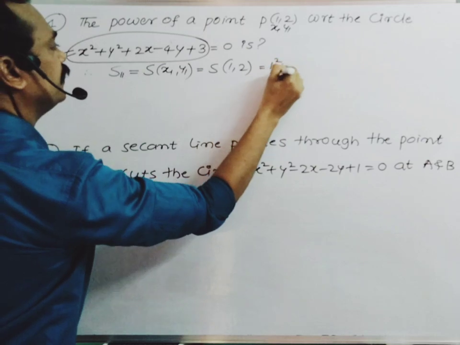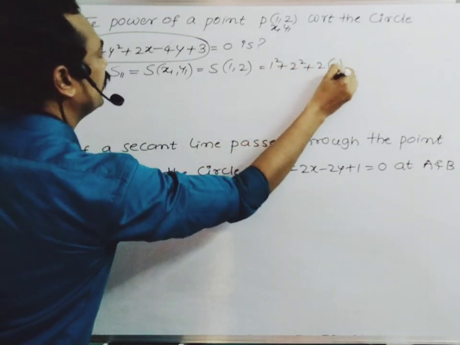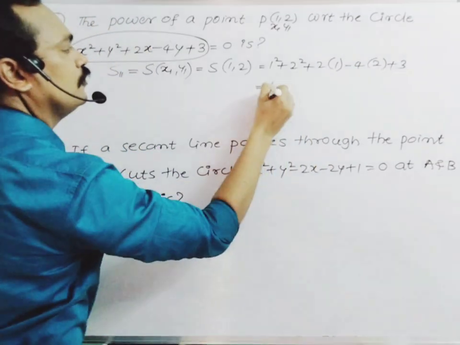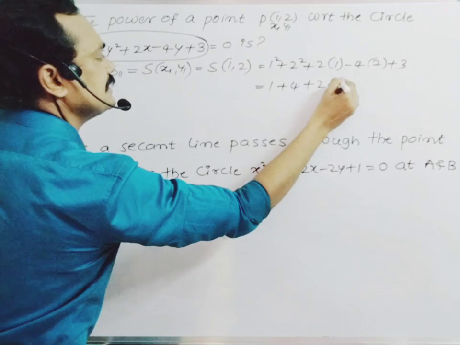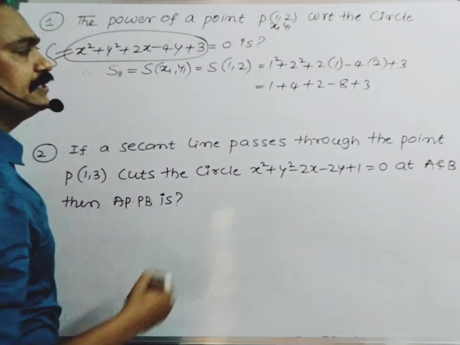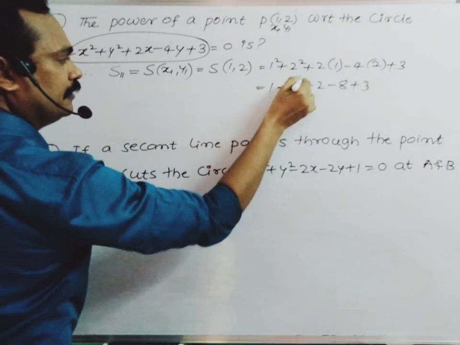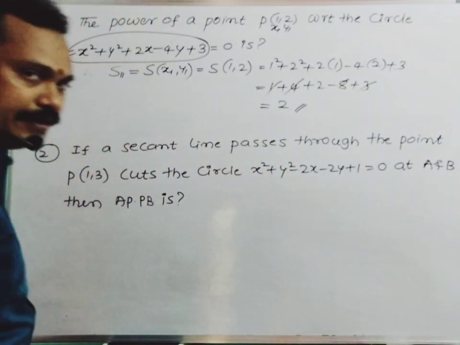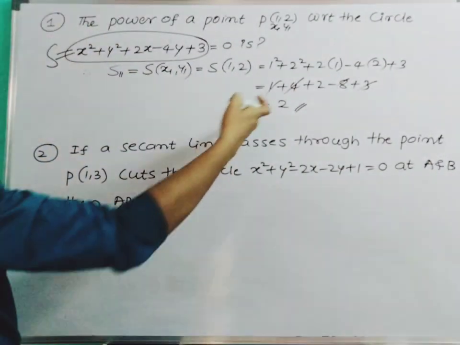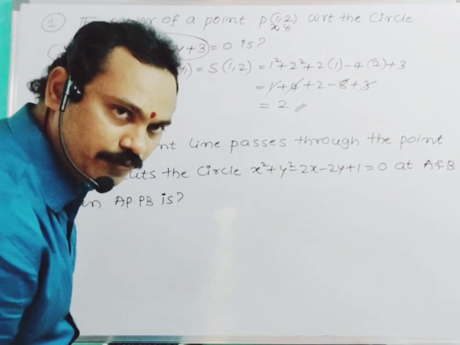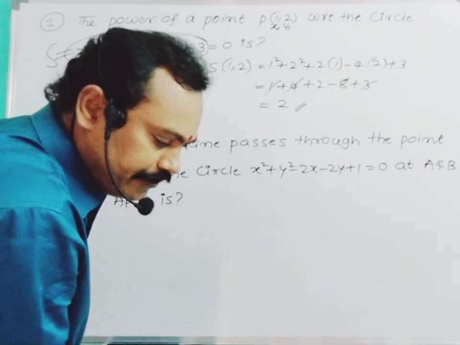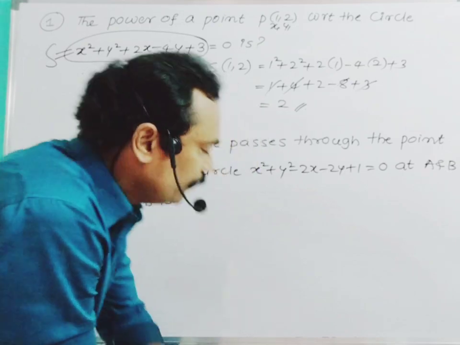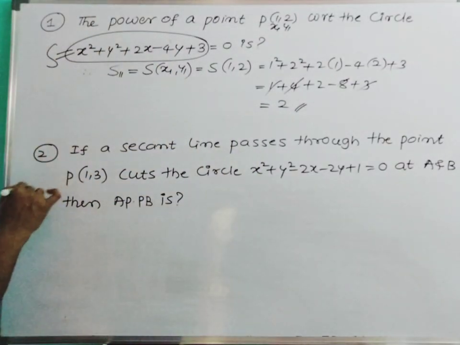1 square plus 2 square plus 2 into 1 minus 4 into 2 plus 3. How much is it? 1 plus 4 plus 2 minus 8 plus 3. 1 plus 3 is 4, 8 cancelled, 2. 2 is the answer. That is the power of a point. It may be positive or negative or 0. Okay, this is over.